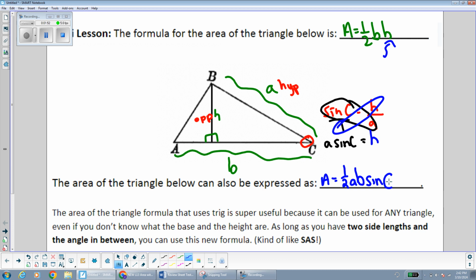Now, the useful thing about this formula is that it can be used on any kind of triangle, regardless of what kind of triangle it is, as long as you have two sides next to each other and the angle in between. AB just represents any two sides that are next to each other. You can think of this kind of as SAS. As long as you have two sides, any two sides, no matter what they're labeled, and the angle in between, you can use this formula.